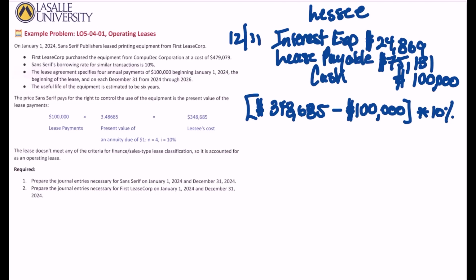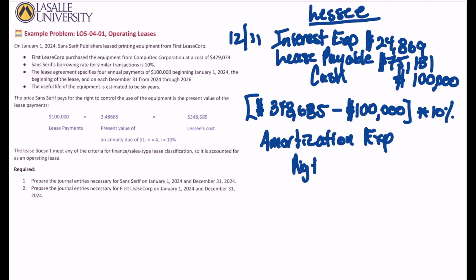Also, on this date, also on December 31st, remember the lessee recorded a right of use asset, so the lessee has to record amortization expense. So they're also going to say debit amortization expense, and we're going to credit right of use asset. And we're going to use the reduction, the amount that we reduce the lease payable, that will become our amortization expense.